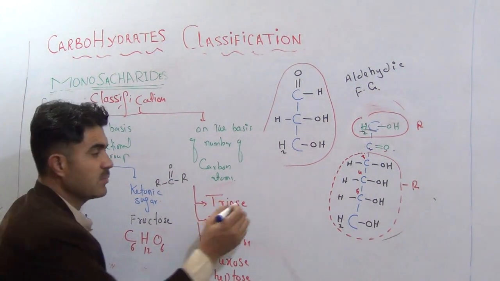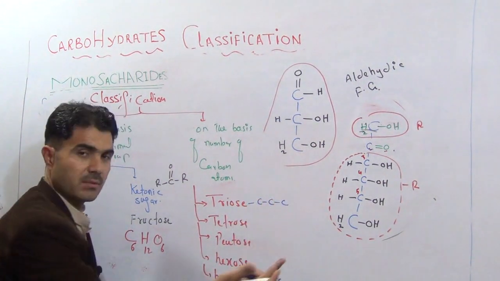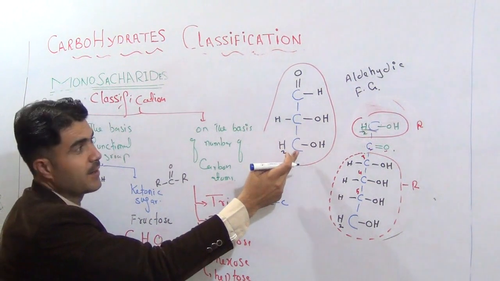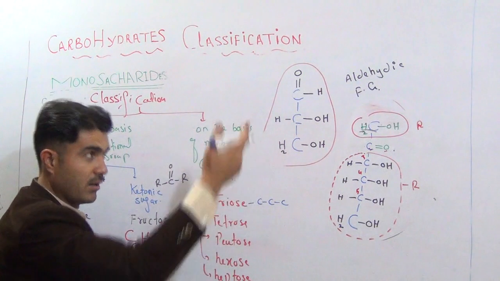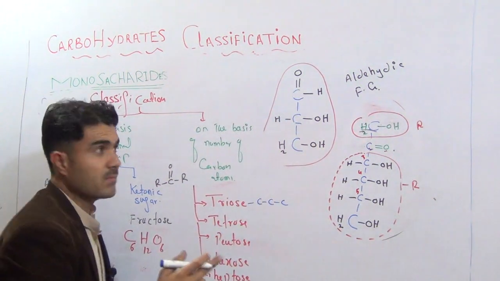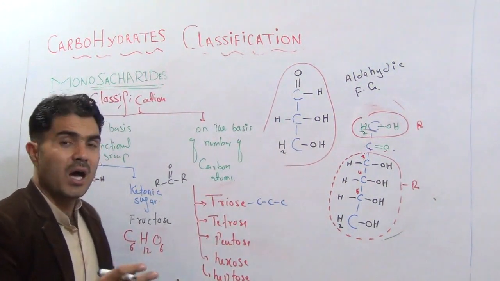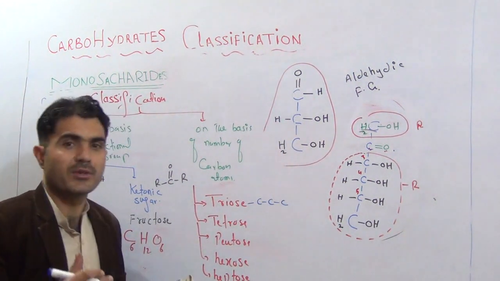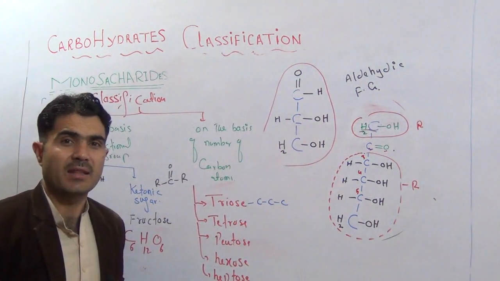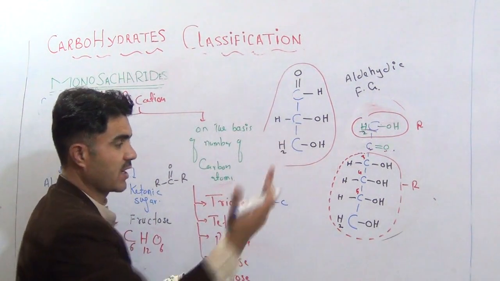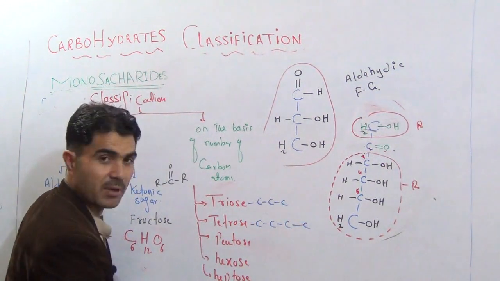Triose is that monosaccharide which contains 3 carbon. 1, 2, 3 carbon, as it is mentioned here. 1, 2, 3. This is a triose. It is a monosaccharide. If you see this structure, from the functional group point of view, this is an aldehydic monosaccharide, and if you see the number of carbon, this is a triose, 3 carbon. Tetrose contains 4 carbon.